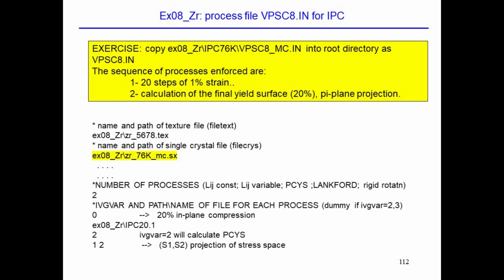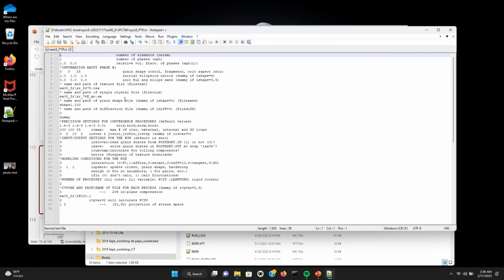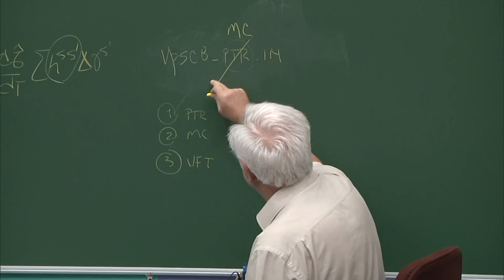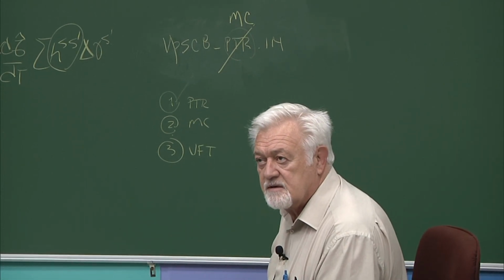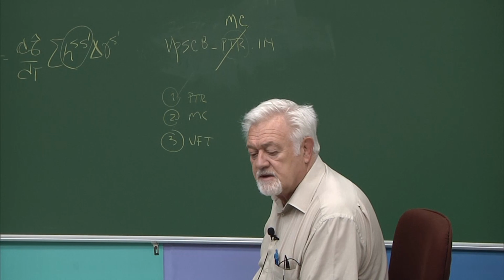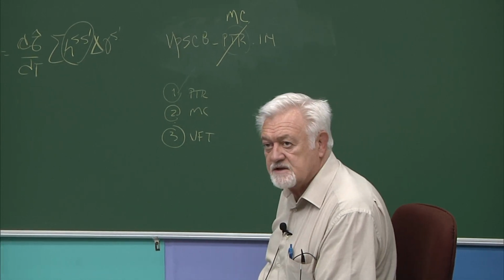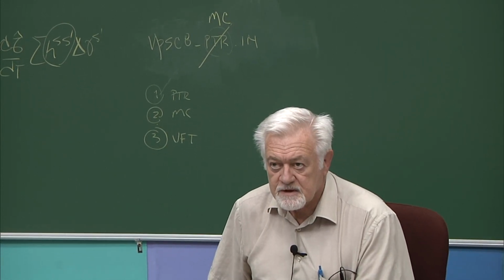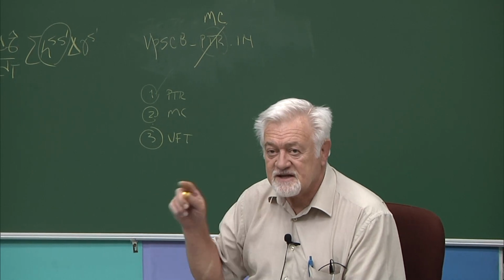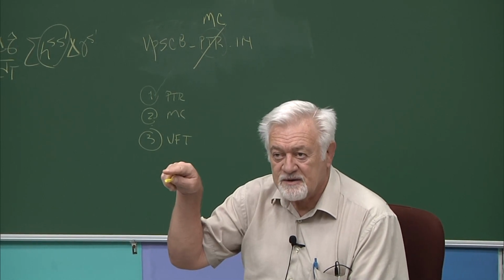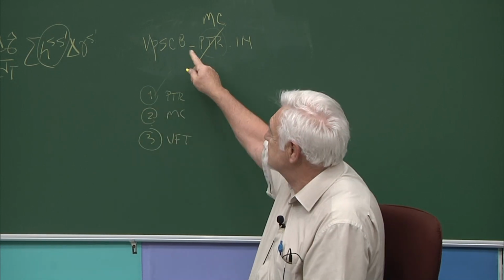In reality, if you look at what is listed there, it goes to look for the MC single crystal file. So it is mislabeled. This file should be labeled MC. I need to fix that in the distribution version. But it contains the MC. It points to the right Monte Carlo, but it's mislabeled really.